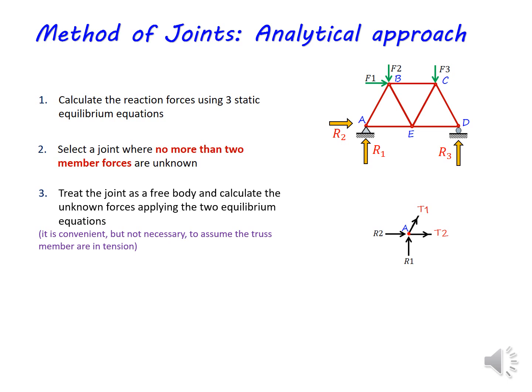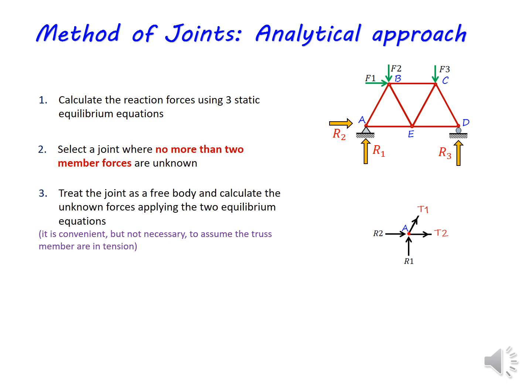Total forces in the horizontal direction should be equal to 0 for the equilibrium. Similarly, total forces in the vertical direction should be equal to 0 for the joint equilibrium. Applying those two equations, you can calculate the two unknown forces T1 and T2.